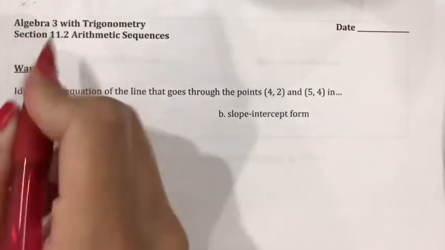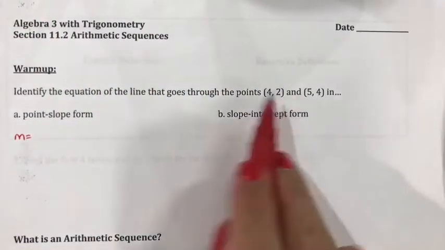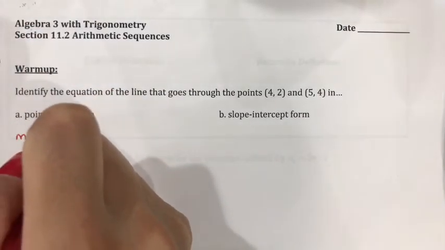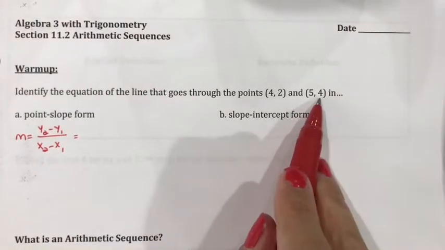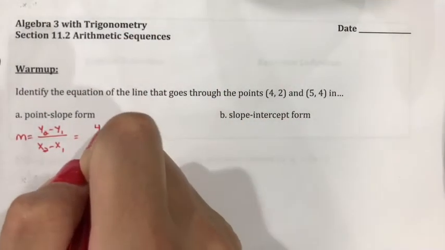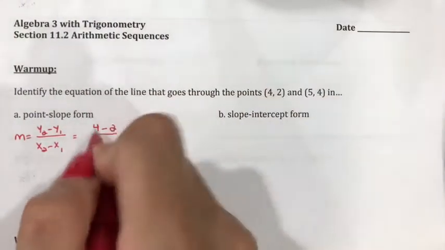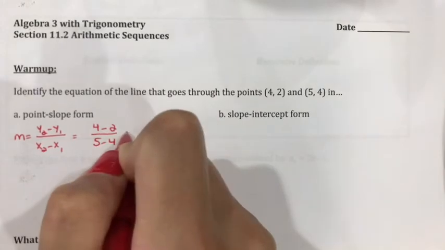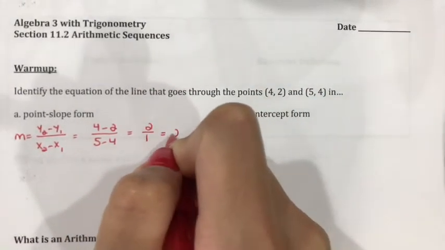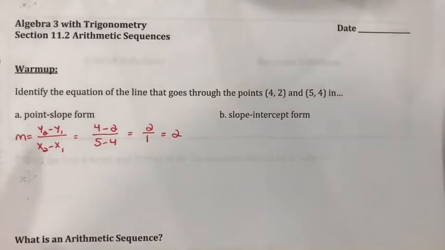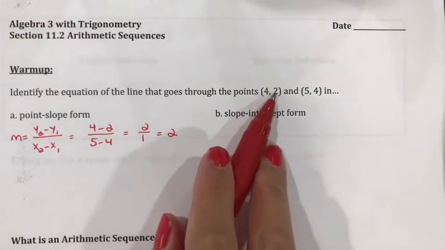So remember, with point-slope form, we need the slope, which is y2 minus y1 over x2 minus x1. So we're going to plug those numbers in kind of quickly. Subtract the y's, subtract the x's, going in the same order. And that leaves me with 2 over 1, which is 2. Now, I have the slope. I need to choose one of these points. So to do that, let's just pick the first one.